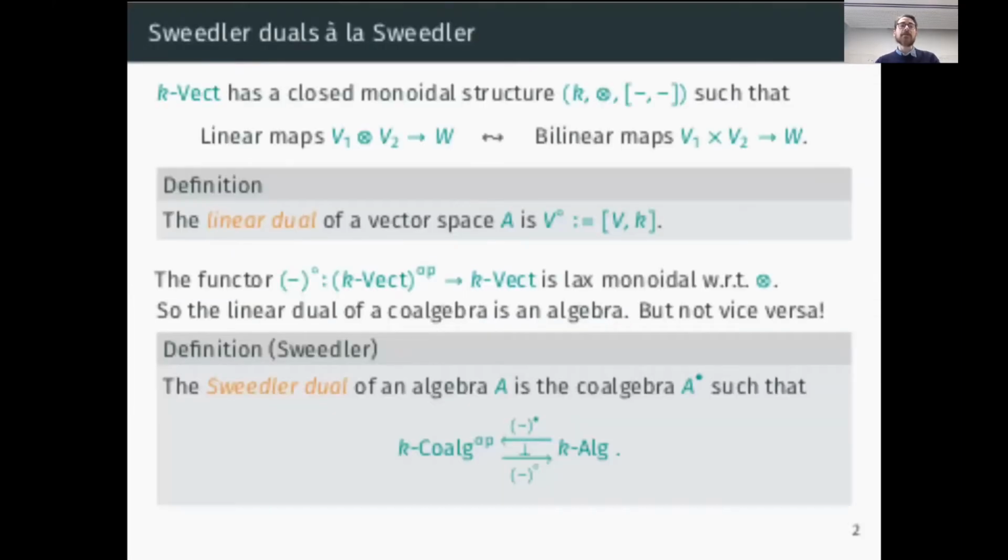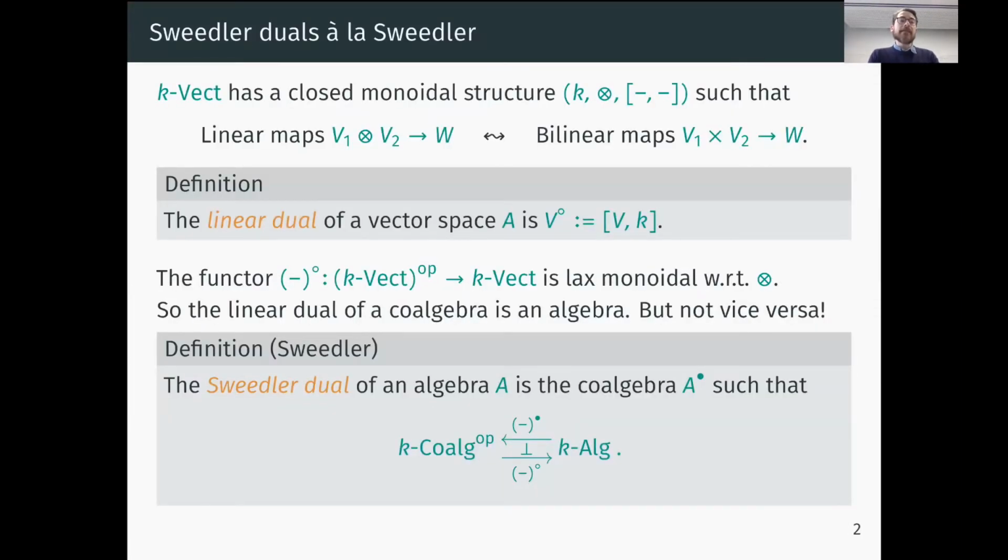So what is a Sweedler dual? I start with the category of K-vector spaces. And that's got a monoidal structure on it, a well-known monoidal structure such that the linear maps from the tensor product of two vector spaces are the same as the bilinear maps from their product. And that's a closed structure, which means that whenever I've got a vector space, I've got a dual vector space just by homming into the monoidal unit. All right, and that gives you a functor from vector spaces up into vector spaces.